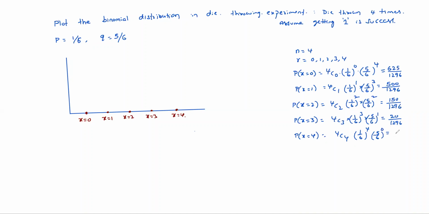Okay. 1, so 1 by 1296. Okay. Is everything okay? Yes, sir. Okay. Then you plot this: 625, 500. So the first one is more, okay. Then it is decreasing, keep on decreasing. So distribution is like this. 500, 150, 20, and 1. Okay, like this. This is the distribution, binomial distribution. It may be unsymmetrical like this, okay, sometimes.